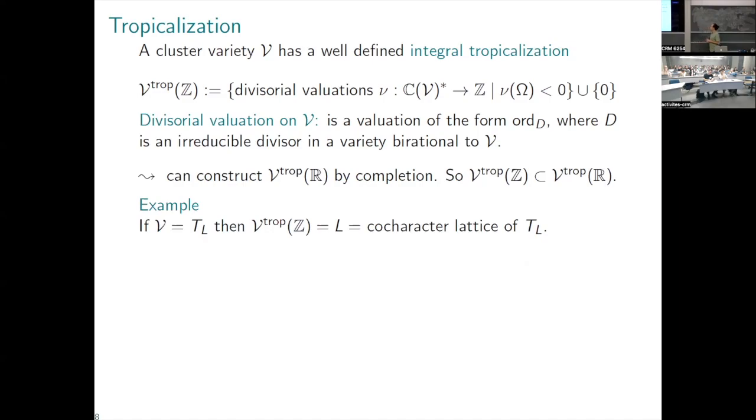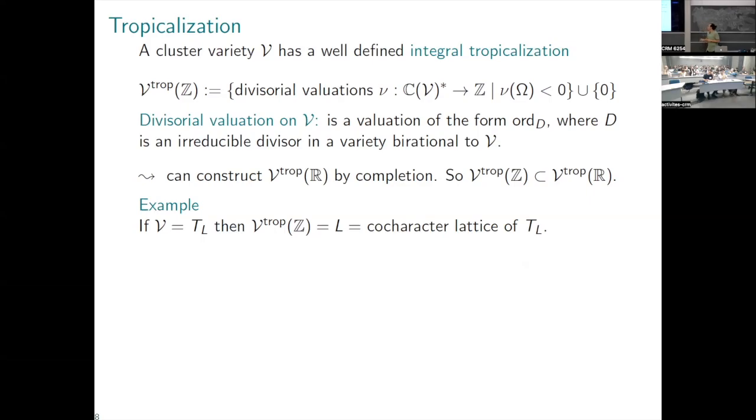And the best example to keep in mind is the trivial example where the cluster variety is just a torus associated to some lattice L. So in this case, the divisorial valuations are going to be given by the monomial valuations on the function field of my torus, and essentially the monomial valuation is given by a character and a cocharacter. So to a cocharacter I can associate a monomial valuation just by taking the dual pairing with that character.